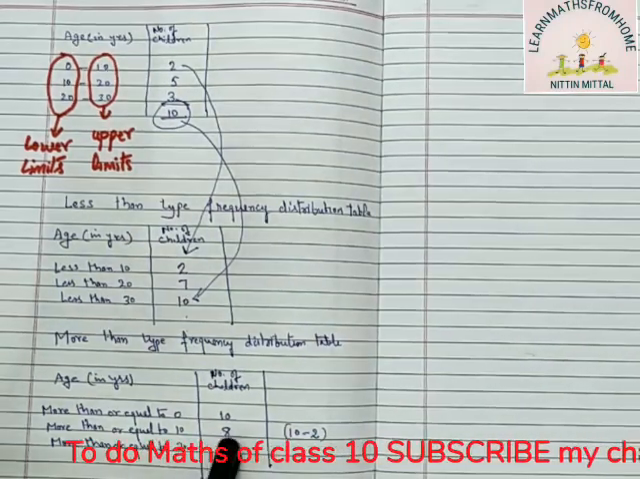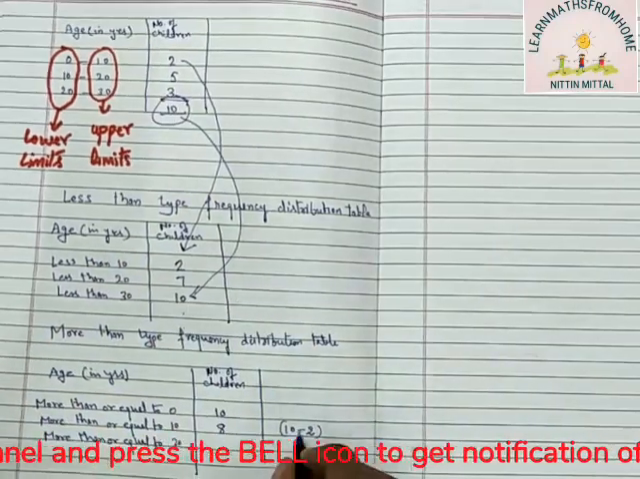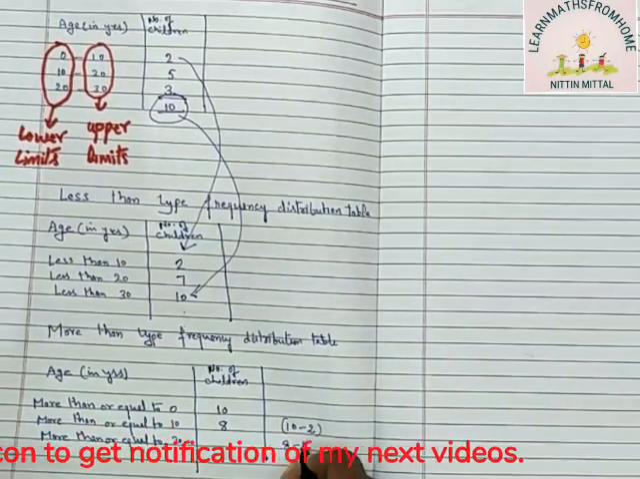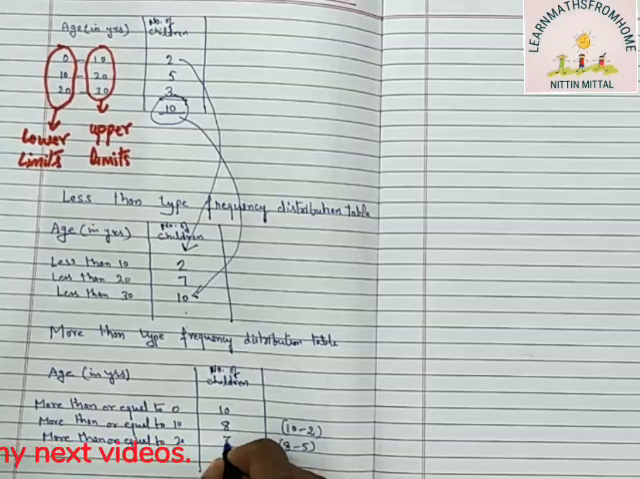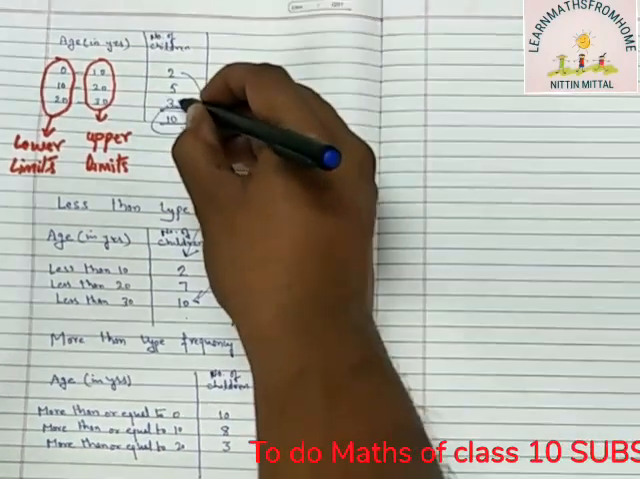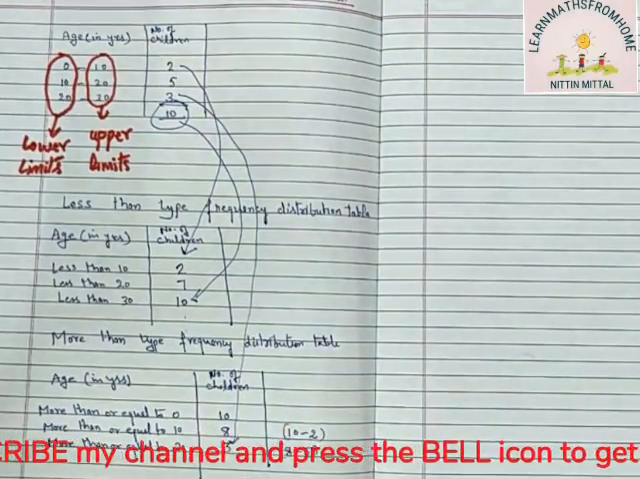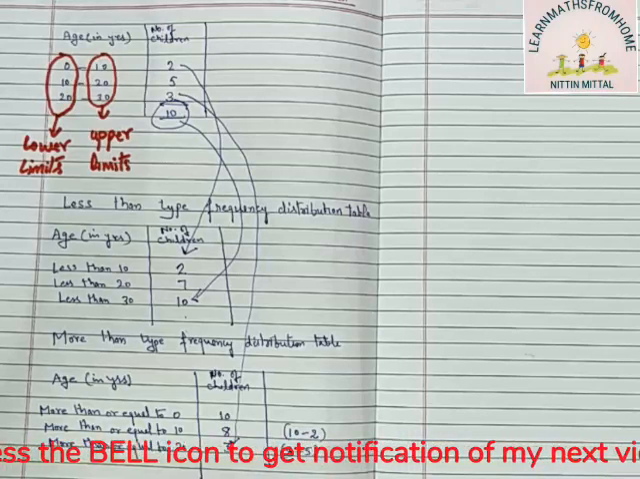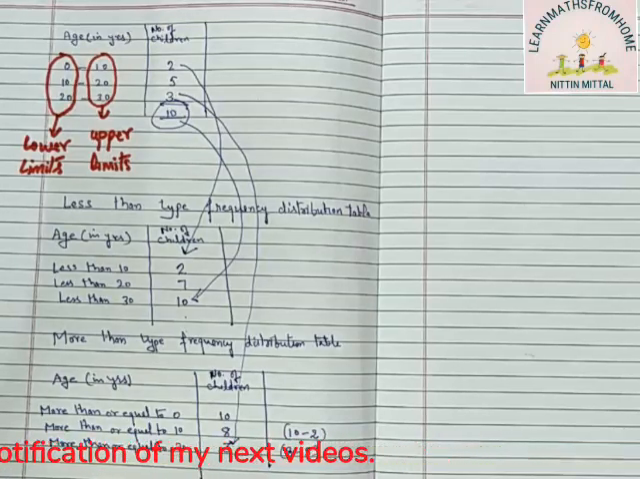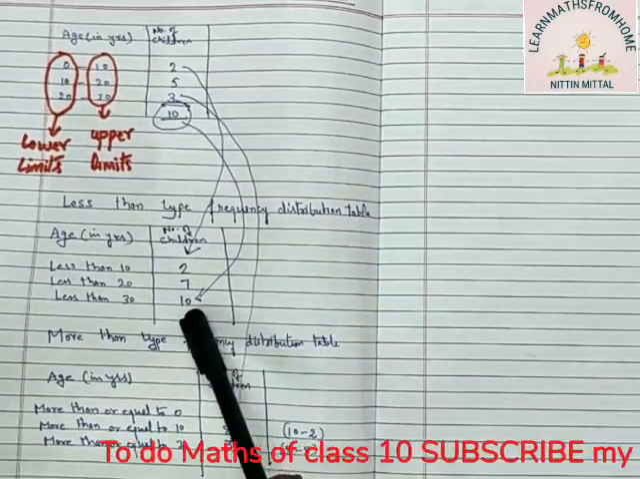Now out of this balance we will subtract the next frequency. So 8 minus 5, that is 3. And in more than type, students, the last frequency will remain the same. You can remember it in this way. In less than type, the first frequency will remain the same and the last will be the total.